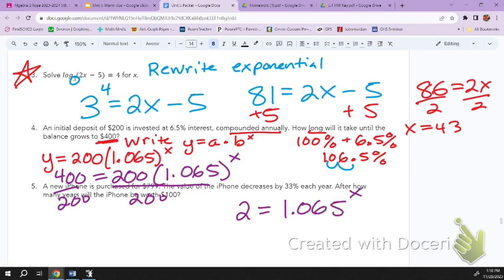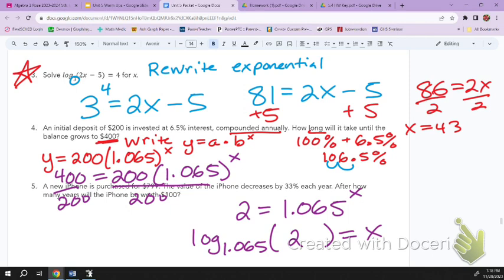Now what? What did we just learn about that we could change this to? The log. What would be the base of the log? 1.065. What's going to go into the log? 2. And what's going to come out? Great. So now we can type that in our calculator and get our answer. How many years will it take?